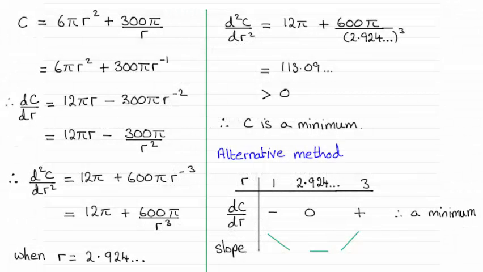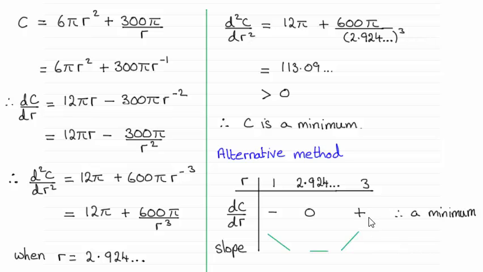Hi. Now finally then, for this question, we're asked to show that the cost is a minimum. And there's two ways that we can do this. We can either apply the second differential method, or we can do a gradient test. And I've done both here, as you can see.